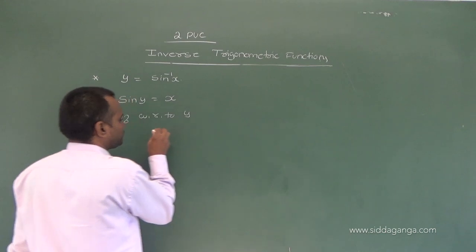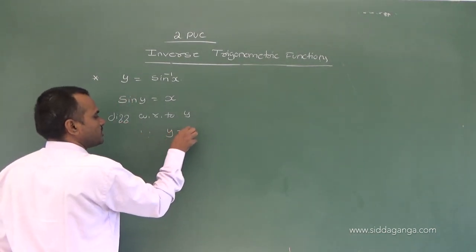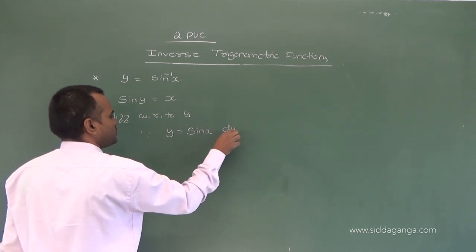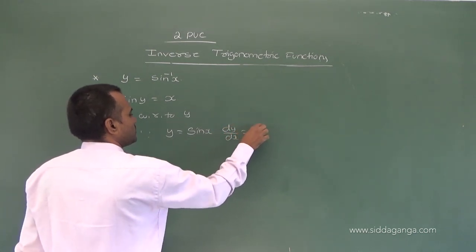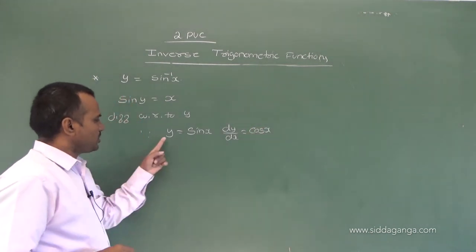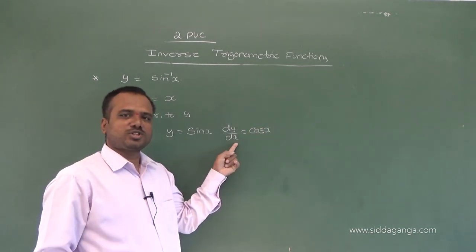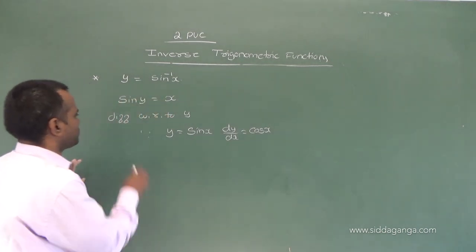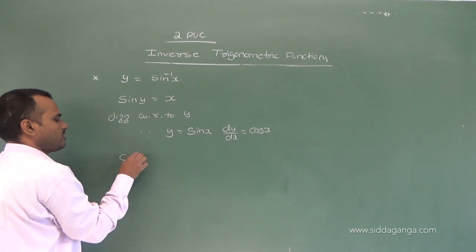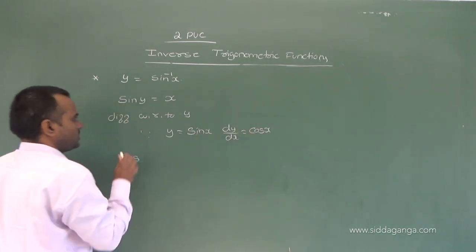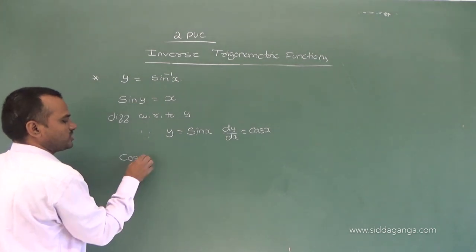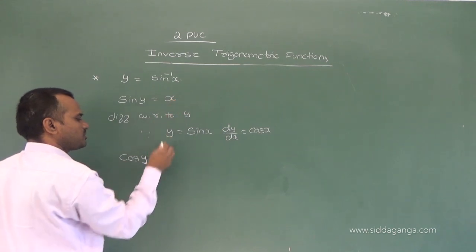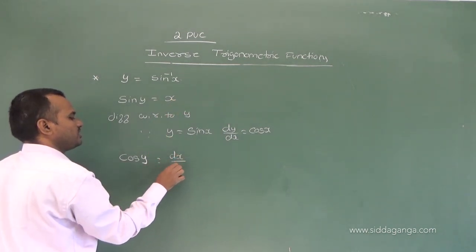So you know, since y is equal to sin x, dy by dx, differentiate with respect to x, is cos x. Here y we have to differentiate with respect to what? X. X we have to differentiate with respect to y. Derivative of sin x is cos x. Derivative of sin y is cos y, just simply cos y. Y means dy by dx, x means dx by dy.